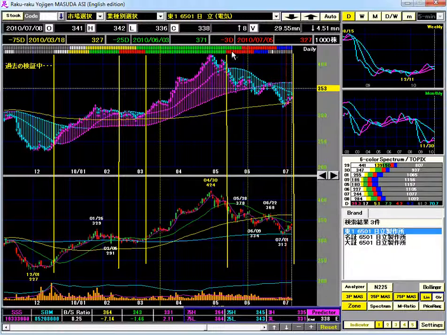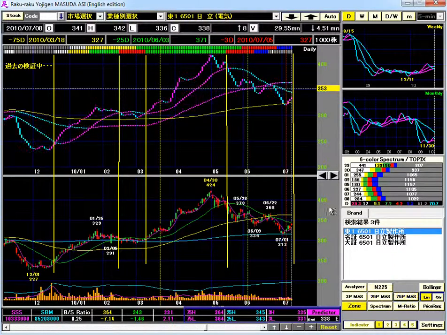However, the emergence of red on the daily 6-color band here is different to this red, the first instance we had. As you can see, it does actually indicate the beginning of a considerable downtrend that continues thereafter. So how would we be able to know that the situation here would be different from here? The key here now is to look at the upper 6-color band line, which was for the weekly Masuda Ashi.